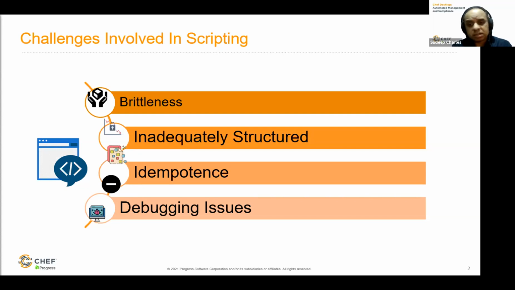Inadequately structured scripts also cause problems in terms of checking in and checking out, or if you want to roll back changes, test these changes, or deploy specific versions. All of that becomes a problem with scripts. Idempotence is another one. No matter how many times you run a script, the results will not necessarily be the same. You can't place bets and say that every time the script runs, it's always going to deliver the same results. That's a challenge, especially with scripting.